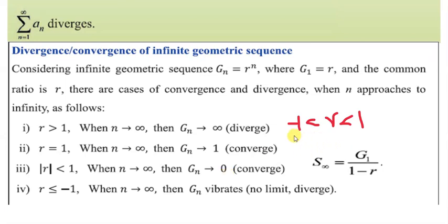Here, in the case where our r is in between -1 and 1, the sum of the infinite geometric series converges to G1, the first term, over 1 minus r. What does this mean? Suppose we have the sum written as such. We have the infinite series, the sum. This is a geometric series.